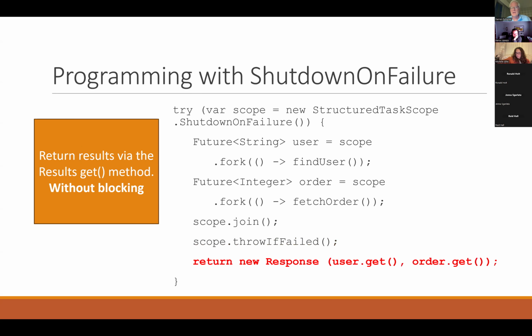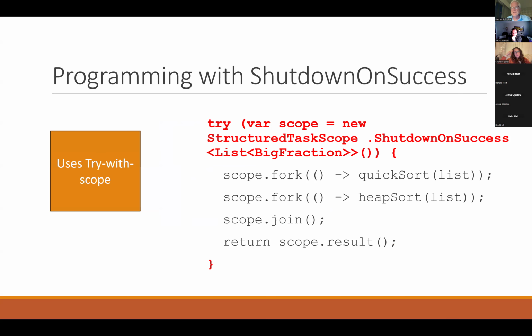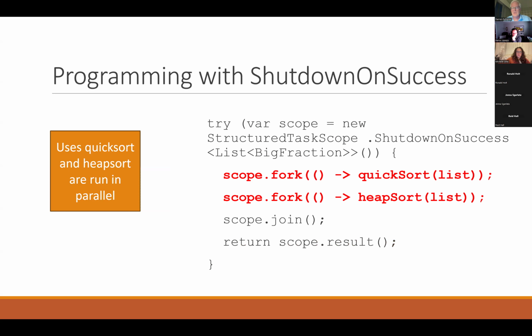All right, and don't forget, on the response, you're going to get the values from the futures. Don't forget that part. That's important. Okay. All right, shut down on success. Again, I have the scope here. Notice the difference here on result, scope, result. The value of the first one that succeeds goes into result. I can just return it from the scope. It's whoever finishes first. All right, same concept with the join. I'm bringing it back together, and then I'm shutting down my scope there.